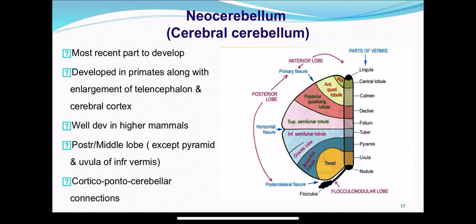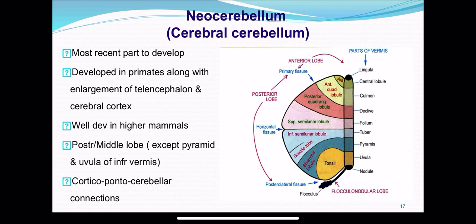Neocerebellum is a recent one to have evolved, otherwise known as cerebral cerebellum, developed in primates along with enlargement of telencephalon and cerebral cortex. It's well developed in higher mammals. It consists of the posterior and the middle lobe, except pyramid and uvula of inferior vermis. So it consists of the posterior or the middle lobe, but you have to exclude pyramid and uvula of the inferior vermis. It mainly consists of corticopontocerebellar connections to perform highly skilled, voluntary, well-coordinated motor activities.